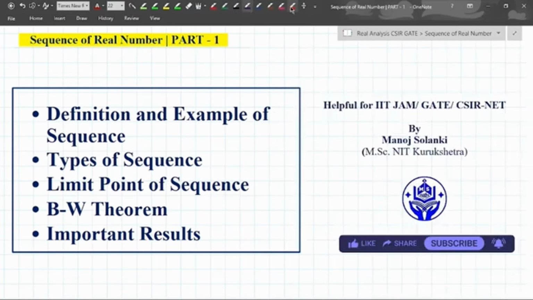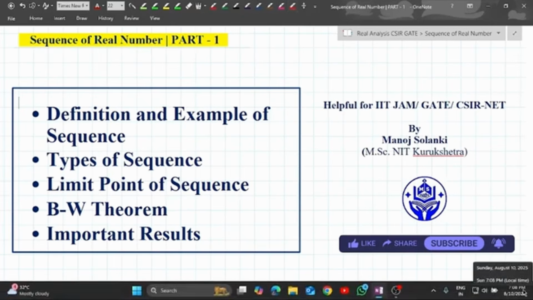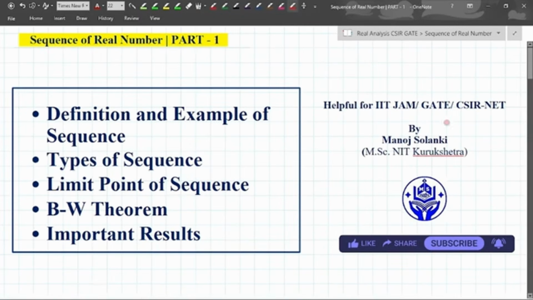Now in this particular video I'm going to start sequence of real numbers, and I will discuss the definition and examples of sequences, types of sequences, and then limit point of a sequence, Bolzano-Weierstrass theorem, and some important results. This will be helpful for IIT JAM, GATE and CSIR NET.